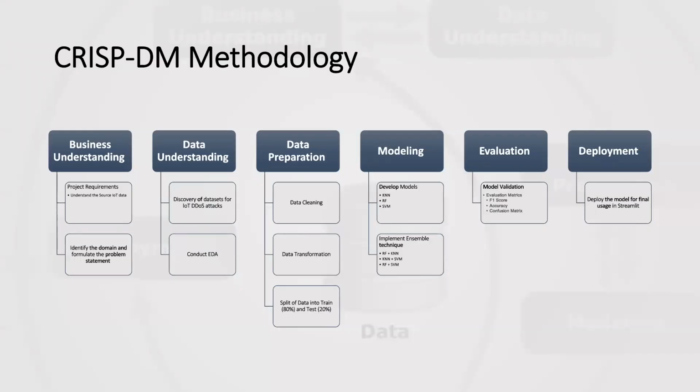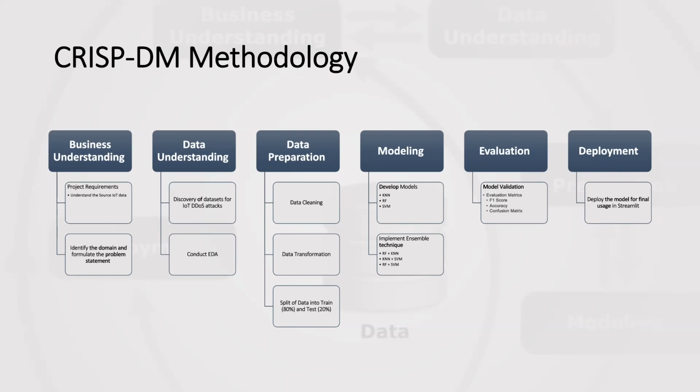As you see here, we are following the CRISP-DM methodology for this project, where we have split the entire project into 7 different phases. The first step is business understanding, where one understands the project requirements, focuses on IoT source data and the related problem statement. The second step is data understanding, where we collect data sets for IoT DDoS attack and conduct exploratory data analysis on the same. The third step is data preparation, where we undergo data cleansing, data transformation, and finally split the data into 80% train and 20% test. We'll be discussing each step in detail in the following slides.